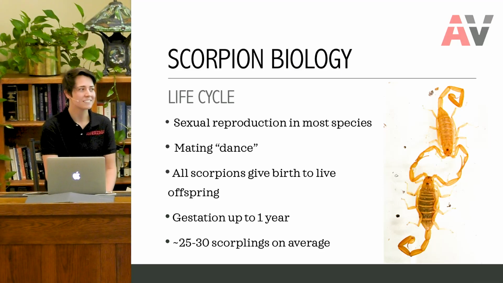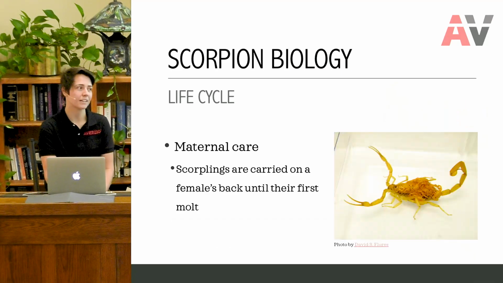These are called scorplings. And something that is really unique to scorpions is maternal care. So again, this isn't going to be something like maternal care that a human mother would provide to a child. It's not individualized. What it looks like is a mother scorpion carrying all of her scorplings on her back. So there's a reason for this too.